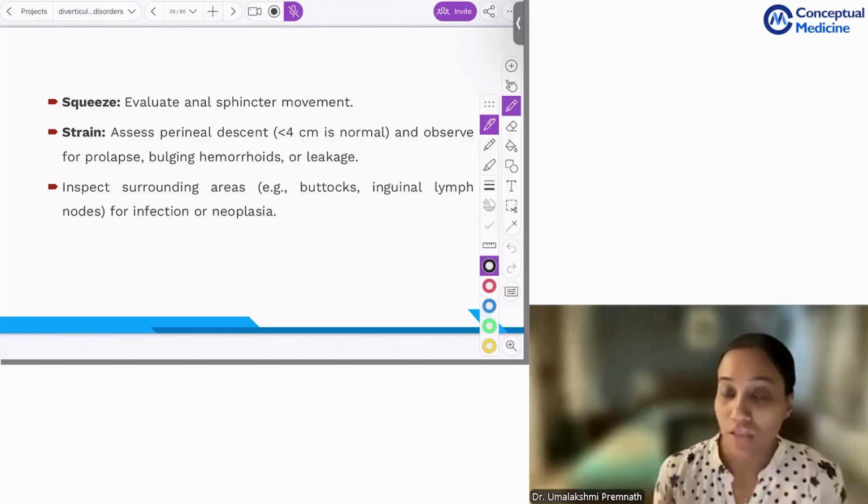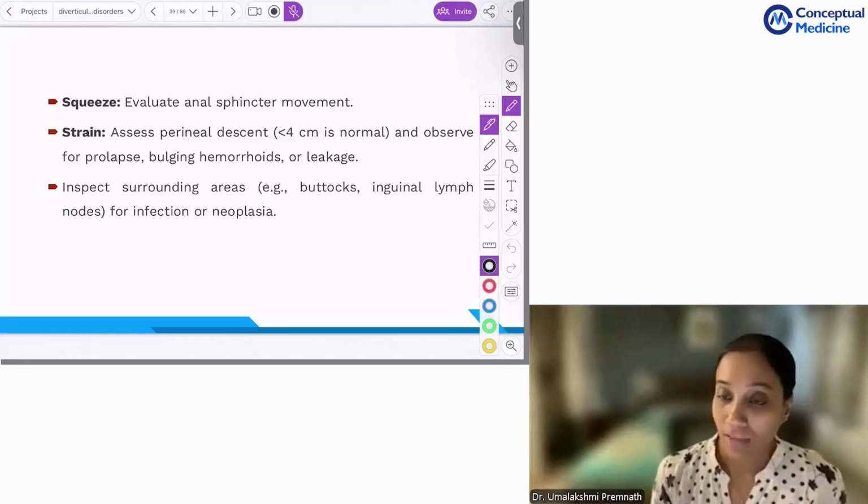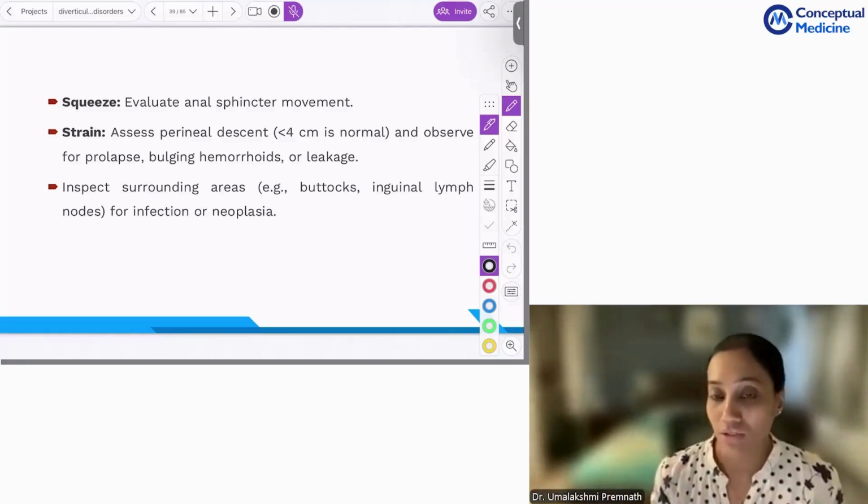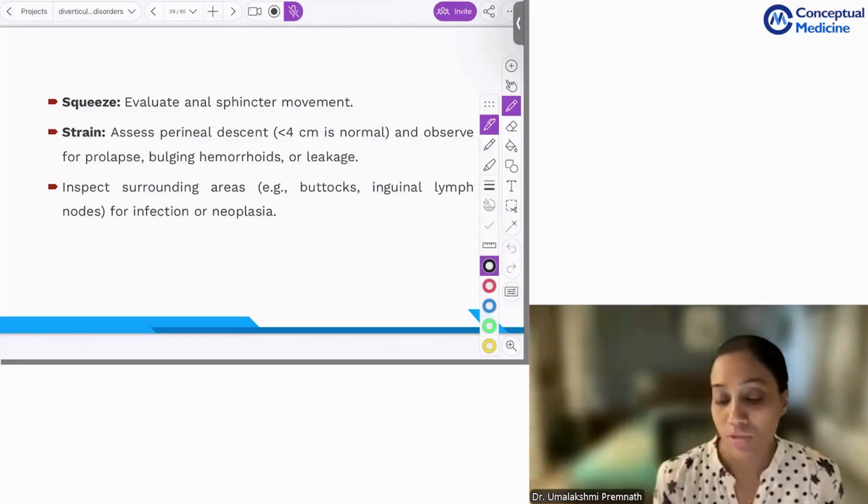If the patient gives a history of rectal prolapse, and even on straining it's not coming down, you might have to ask them to go and sit in the washroom and then ask them to strain, because they are most comfortable there. Only then can you see the mucosal prolapse coming out.